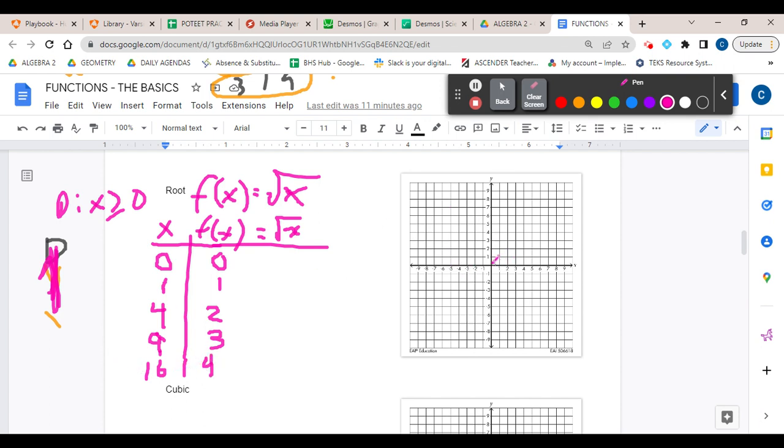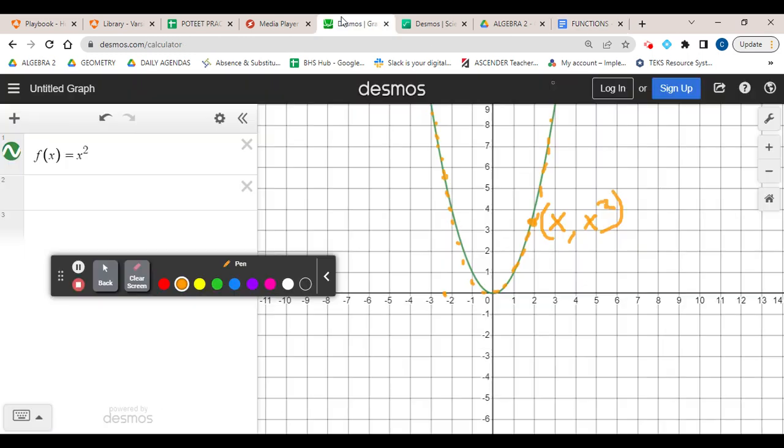Okay? And so now look at this graph: 0, 0, 1, 1. And then we have 4, 2. And then we have 9, 3. And then over here we'll have 16, which is probably up here, 4, something like that. So the square root graph is going to end up looking like this when we plot those points. Every point on this graph, the y value is the square root of the x value.